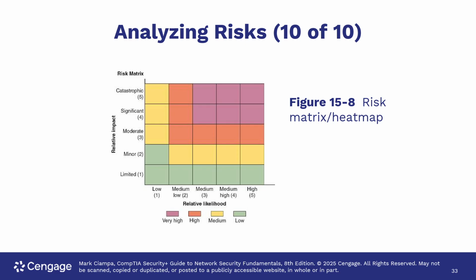Okay, here's a risk matrix heat map. From the bottom left, you have limited relative impact, all the way up to catastrophic. And you have your relative likelihood from low to high. Based on where you have it, it's going to be either low, medium, high, or very high.